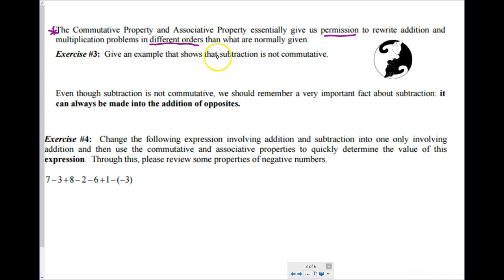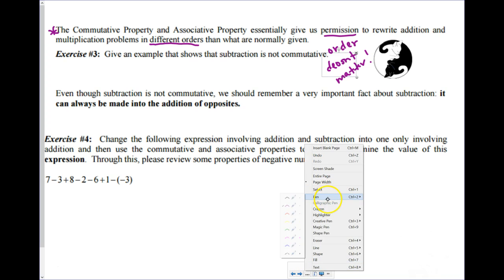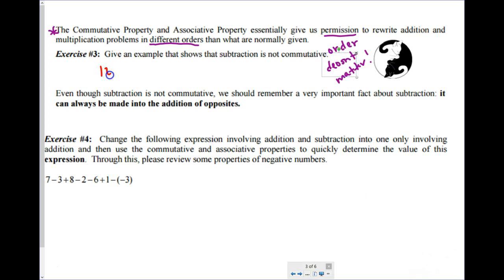Give an example that shows that subtraction is not commutative. Now, let's remember, commutative means that order doesn't matter. Okay, so let's think of a subtraction problem. Let's do 10 minus 2. What is 10 minus 2?